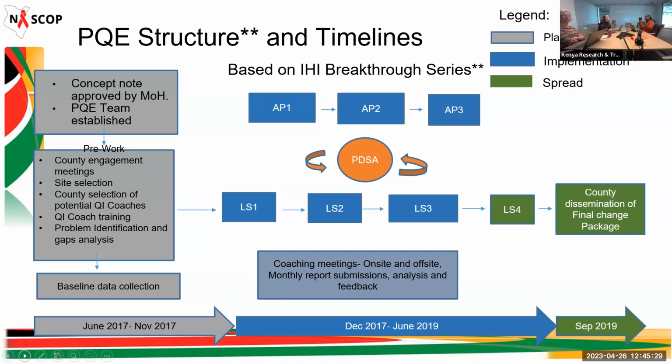And then engaging counties in just understanding what the sites would look like in terms of selection and potential quality improvement coaches. So they were able to select them, and then these coaches were earmarked and trained into being coaches. So given skills on how to become a coach, and introduced into certain skills. How do you even apply QI skills? And then baseline data was done in the 70 facilities, just to understand what was going on across the cascade in the different facilities.